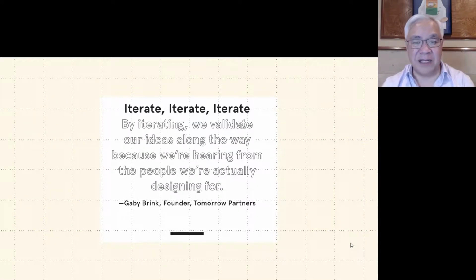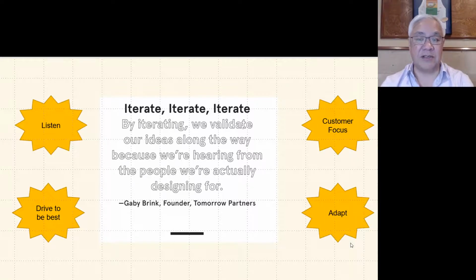Next is iterate, iterate, iterate. By iterating, we validate our ideas along the way because we're hearing from the people we're actually designing it for. And this is from Gabby Brink from Tomorrow Partners. This is similar to prototype because prototype is one of those ideas that we iterate. But the iteration may begin with a conversation. Then we iterate with conversation. So it's at all stages of our approach to design thinking that we try over and over again different things, refining it or throwing the old one out and trying something brand new. Whatever is the nature of the feedback, we act upon that.